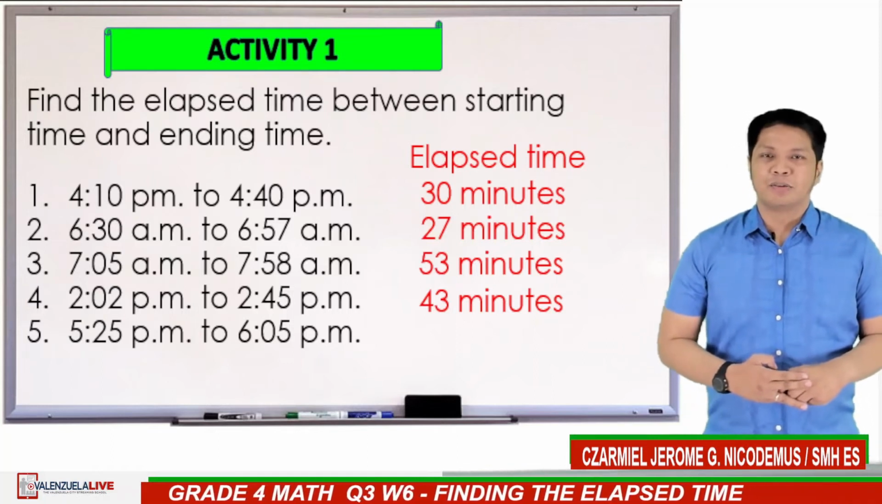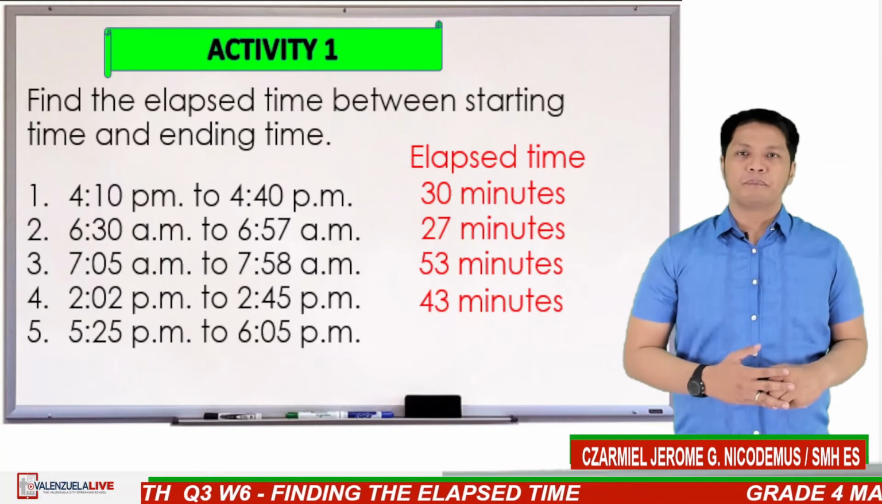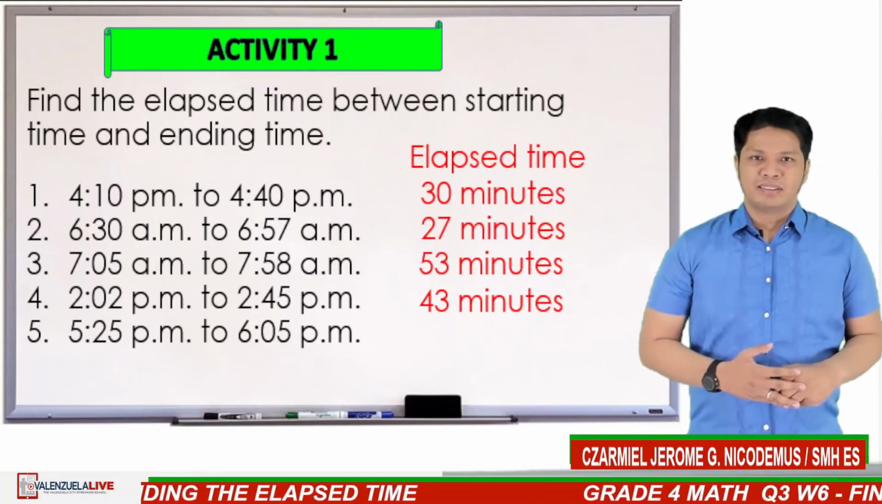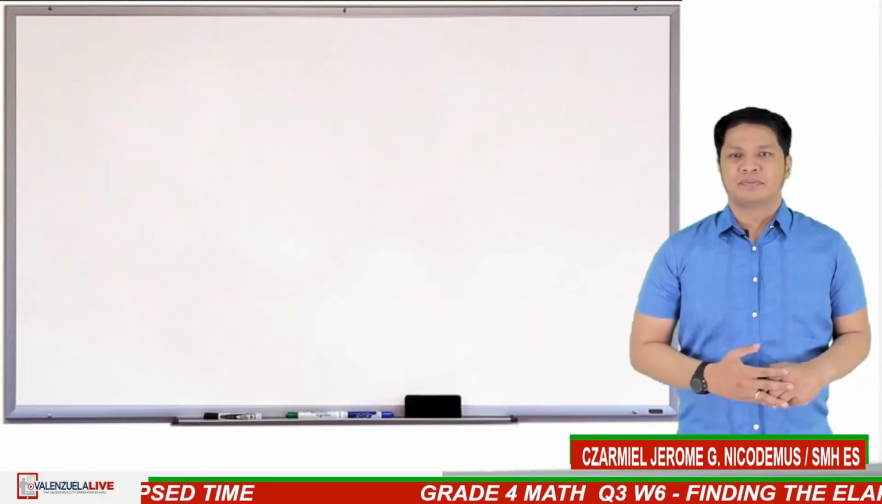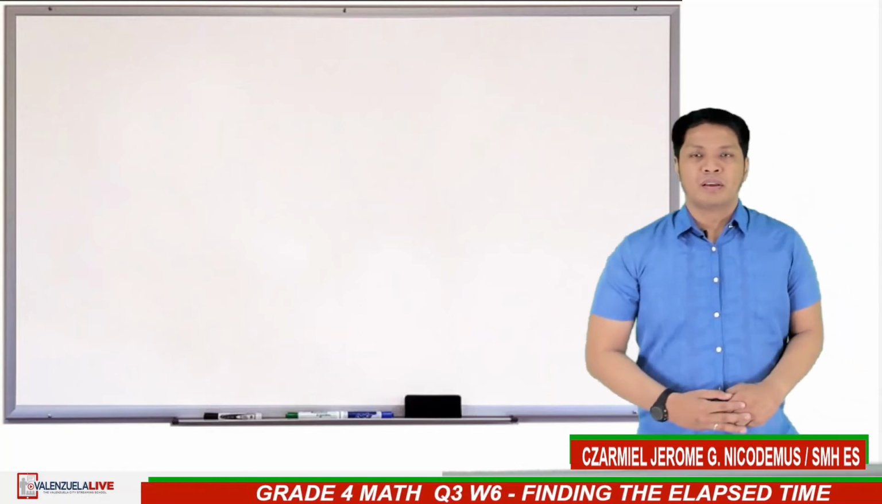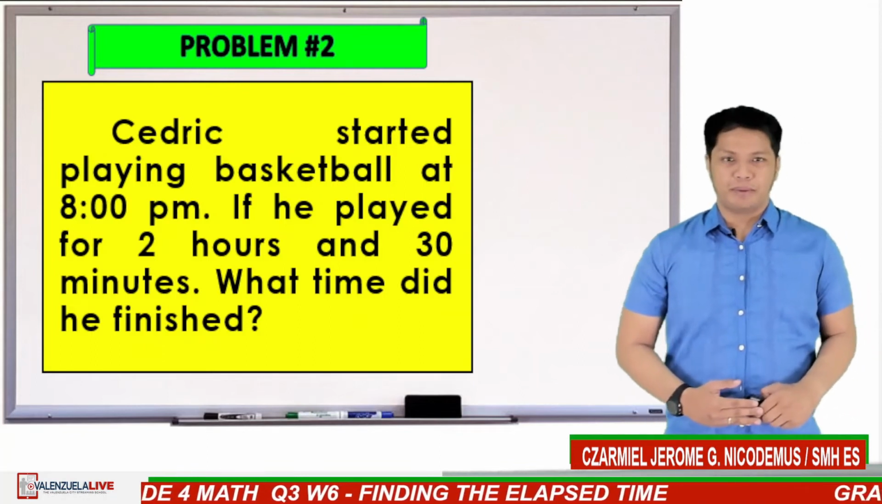And last, what is the elapsed time from 5:25 p.m. to 6:05 p.m.? The elapsed time should be 40 minutes. So let us have another word problem. So let us read and analyze this word problem.